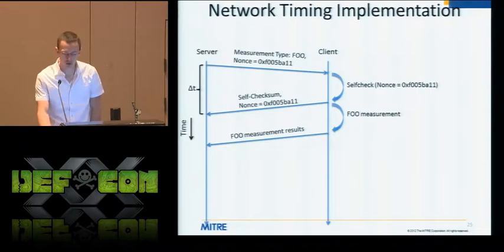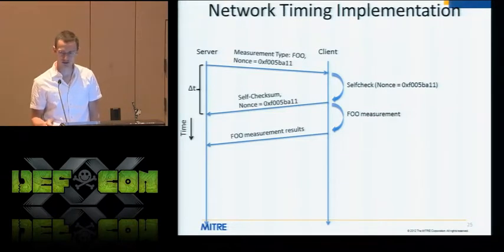So under normal circumstances, this is what the self-checksum typically looks like. On the left, we have the server, and what's going to happen is it's going to send a nonce to the client, and the client is going to use that as the input, the seed to its self-check, and then that self-check is going to go back to the server.